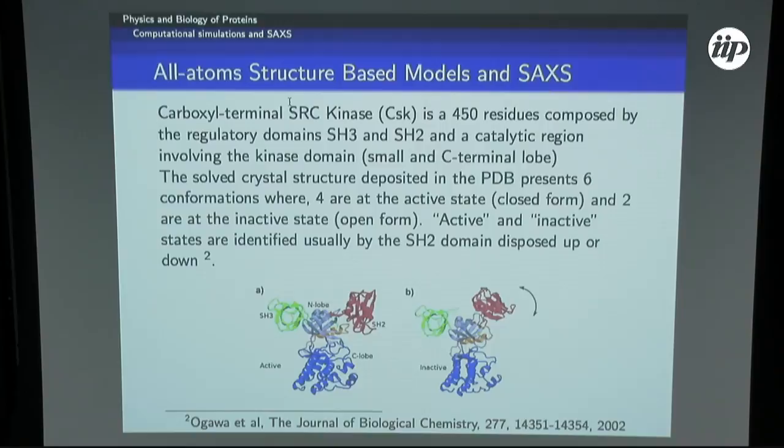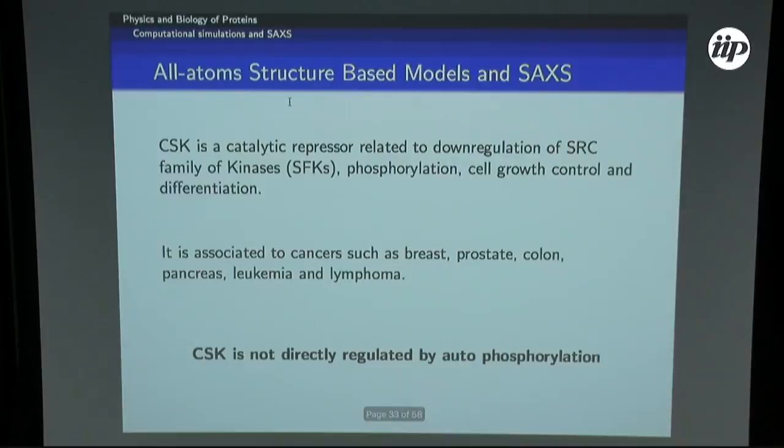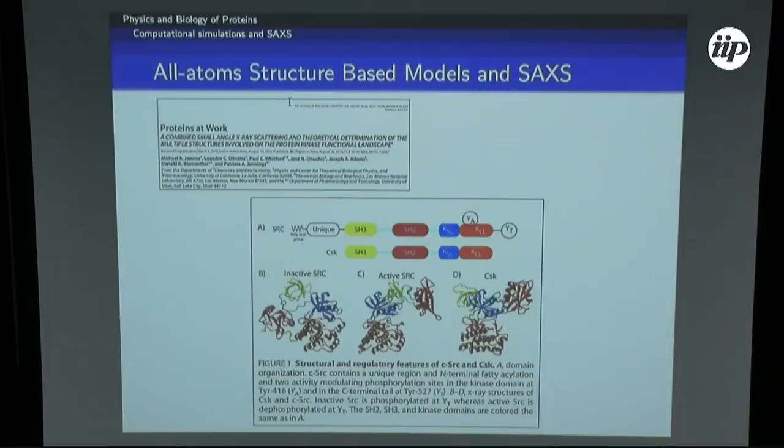And Ogawa decided to define this as the active form and this as an inactive form. This protein is very important because it's a main regulator of the whole family of Src kinases. It's important for phosphorylation, cell growth control, and differentiation, and it's associated with several types of cancers like breast, prostate, colon, pancreas, leukemia, lymphoma, and so the control of these cancers is regulated by CSK, and CSK is a little bit different from the other kinases of its family.